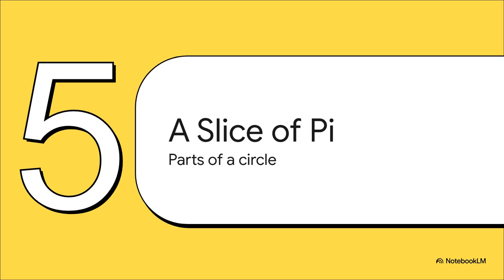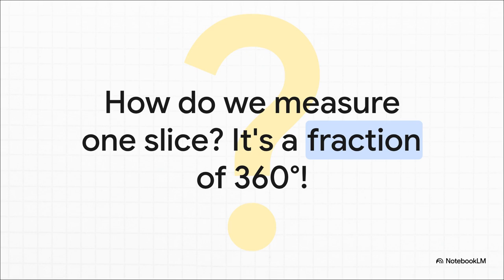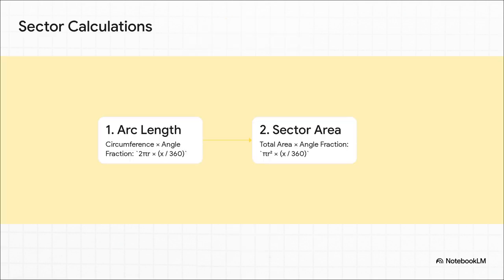But that's for the whole pie, right? What if you just want to measure one slice? How do we figure that out? Well, the logic here is actually super intuitive. A slice, or a sector, is really just a fraction of the entire circle, and that fraction is totally determined by its angle at the center. A full circle is 360 degrees, so a sector's angle tells us exactly what piece of the whole thing we're looking at. So all we have to do is tweak our original formulas.